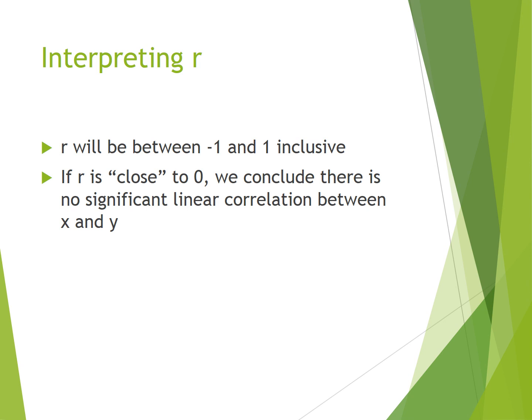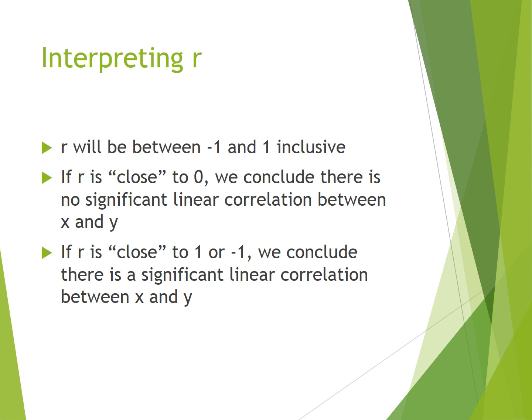If r is equal to 0, that means there is no linear association. If it's close to 0, then we would conclude there's no significant linear correlation. Remember, it doesn't say there's no significant relationship, just not a linear relationship. And if r is close to 1 or -1, then the closer it gets to 1 or -1, the stronger the linear relationship gets. So remember when I said r represents the strength and the direction. The closer r is to 1 and -1 determines the strength of the linear relationship.